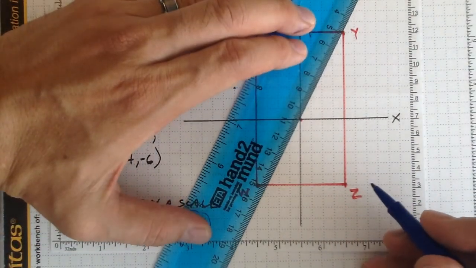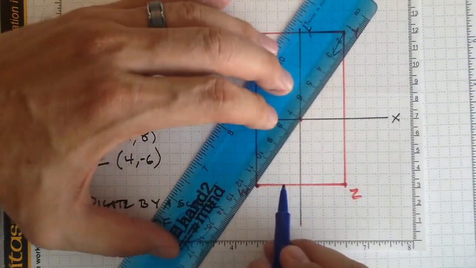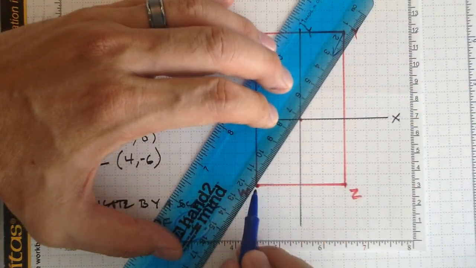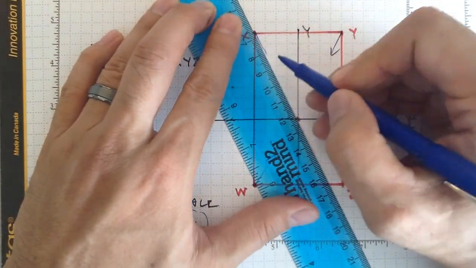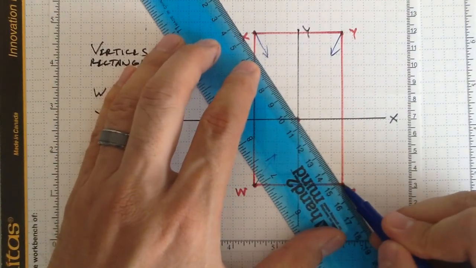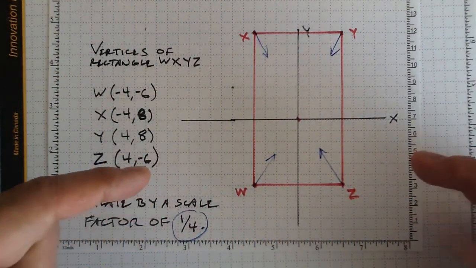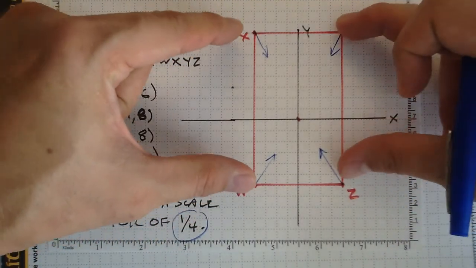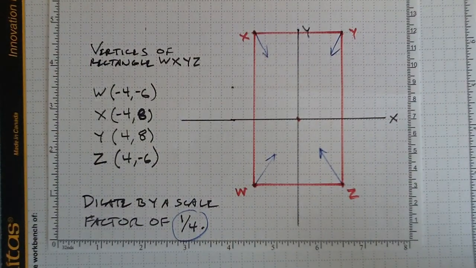So in other words, Y here is going to shrink some distance this direction. W is going to shrink towards the origin this direction. Same thing with X, and same thing with Z. Okay? And so that's how we can still dilate with respect to the origin. These things are all just getting either closer or further away, depending on whether it's a reduction or an enlargement.